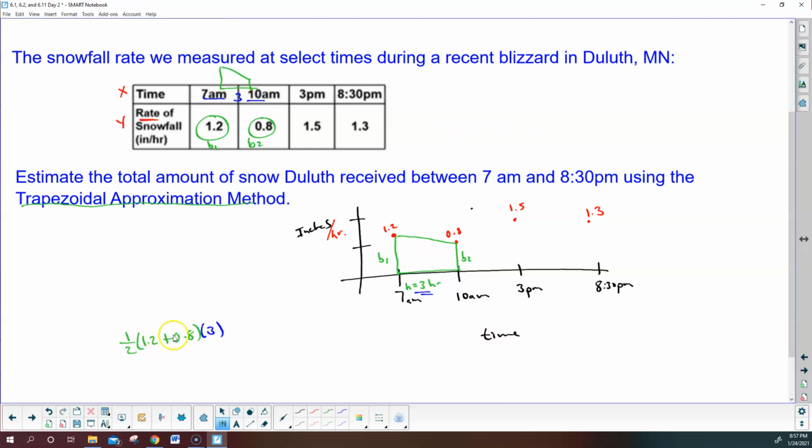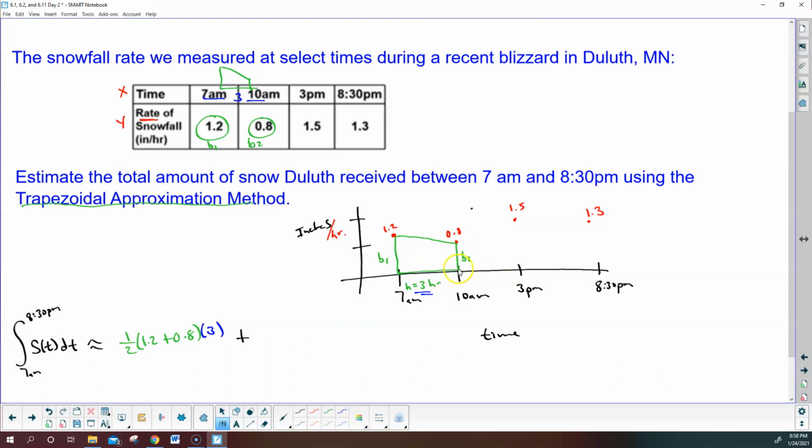All right, and that would be the area of the first trapezoid. Now we do have to be careful because I should have written this from the start. Well, what are we doing? We're going from 7 a.m. to 8:30 p.m. and my function, which it didn't give us one, so I'm just going to say S of t. That's snowfall per time. It's just going to be the sum, and it should be approximate, of each one of these three trapezoids.